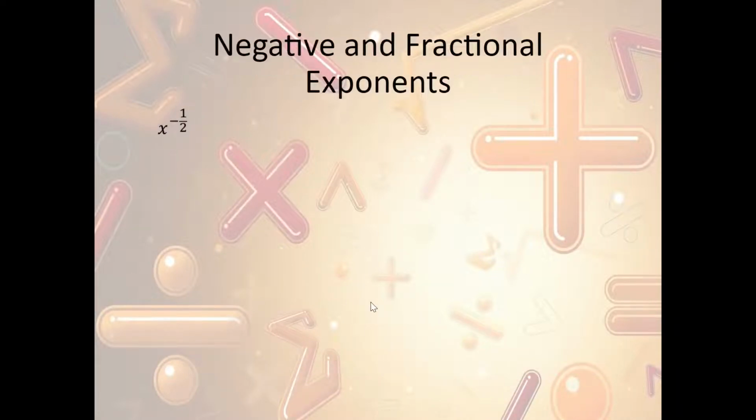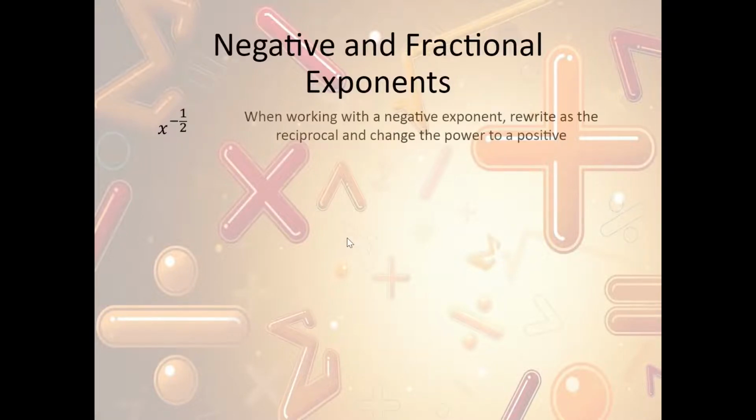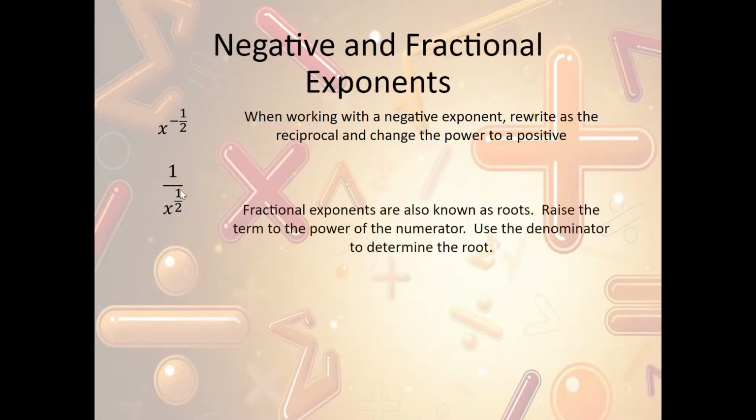Now what if we have a negative and a fractional exponent? Well, we do the same thing we did on the previous two. We're going to flip it and make it positive. So x to the negative 1/2 becomes 1 over x to the 1/2 power. Just like that. Now we know that we're going to take the 1/2 power, and that becomes x to the first, and then we're going to take the square root of that. So that becomes 1 over the square root of x to the first, which is just x.